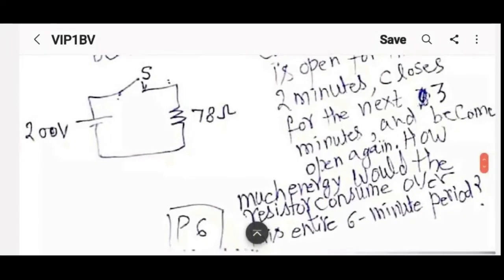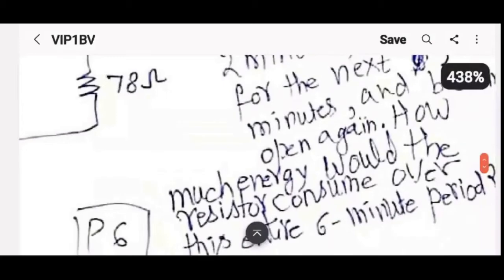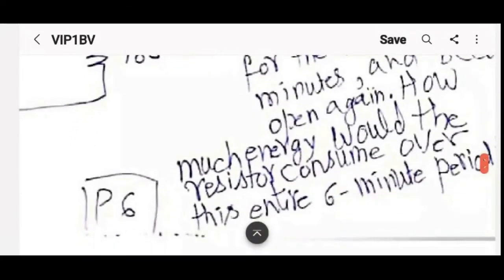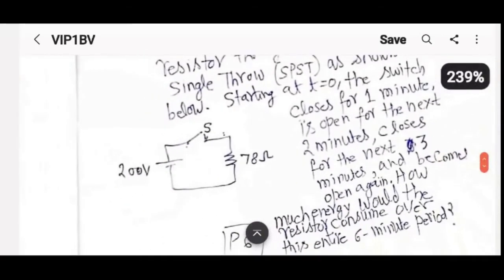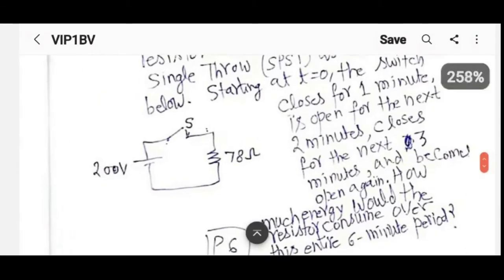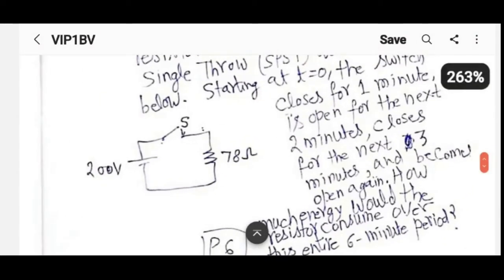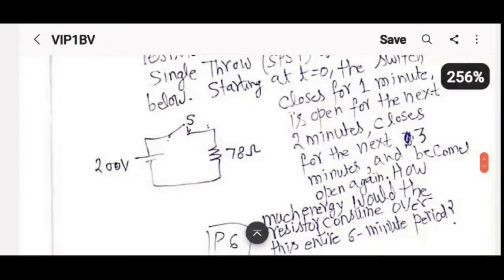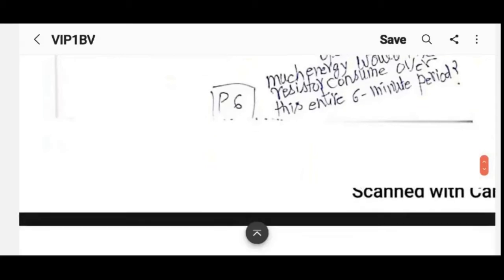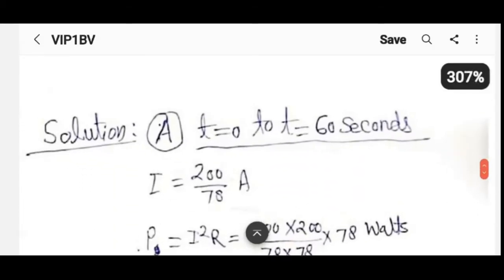So what they want is how much energy would be consumed over the entire 6-minute period. It's a 6-minute period, out of which the first minute is when the current flows. For the next 2 minutes, no current flows. And for the final 3 minutes, the current again flows. So 3 different time intervals are involved. And then, of course, the circuit becomes open. Let's see.